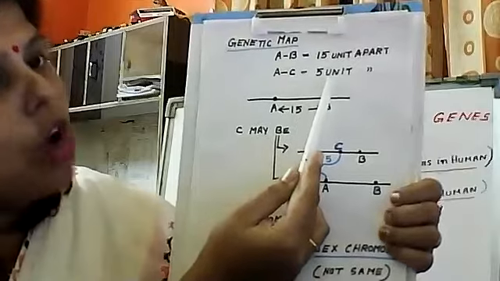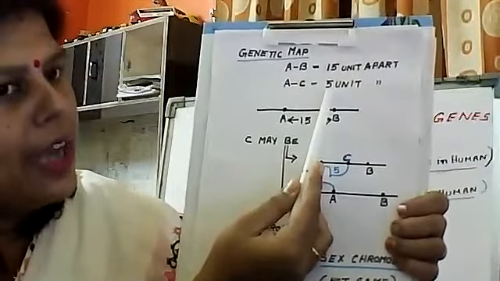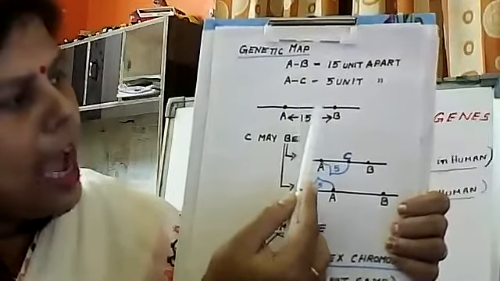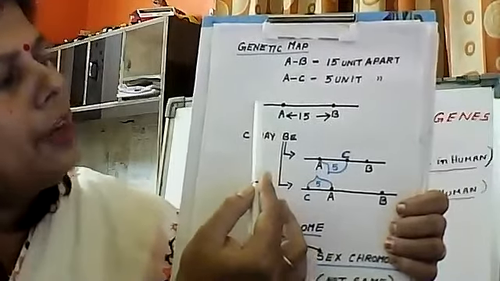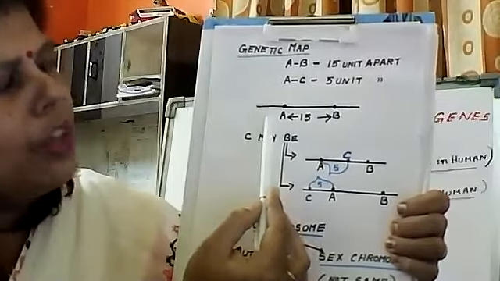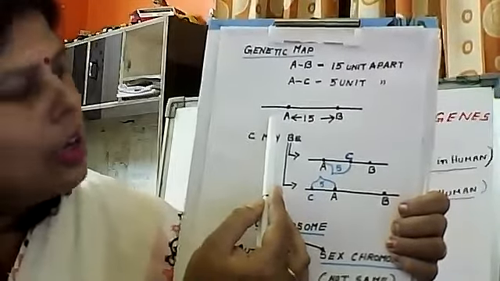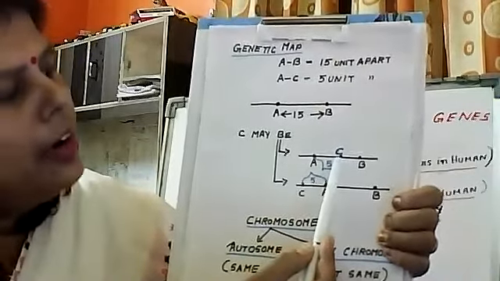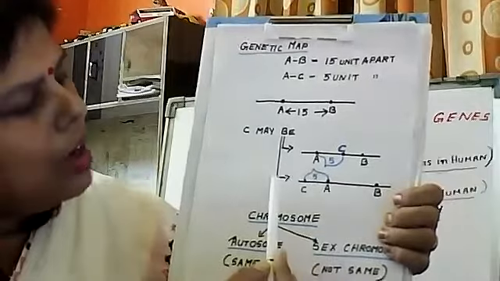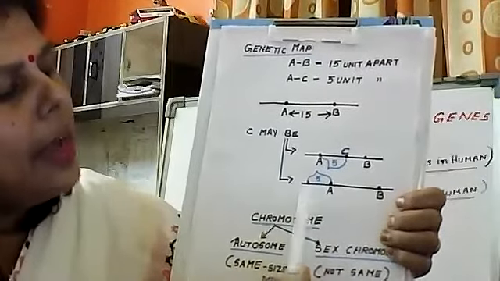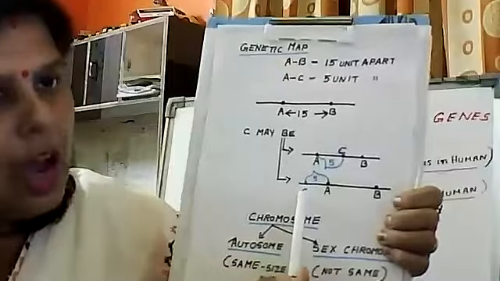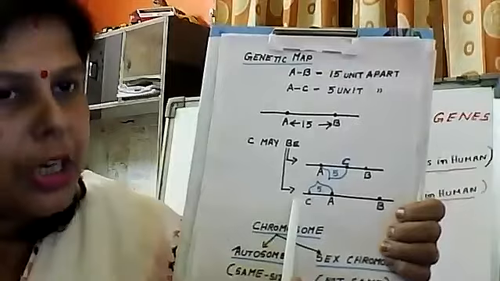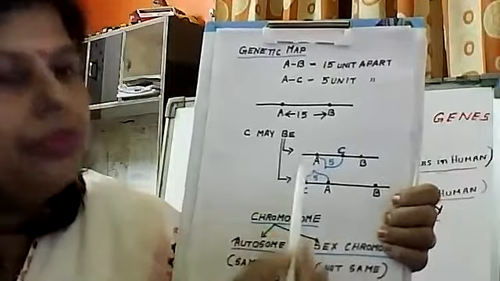But the position is not given, so here two possibilities are there. The position of C may be located in between A and B, or it may be located on the other side of A. So two possible answers are there for this particular question. So this C may be located somewhere in between A and B, or it may be located outside A. In this way two possibilities are there, so if by chance in the exam you get this type of question, both answers will be correct.